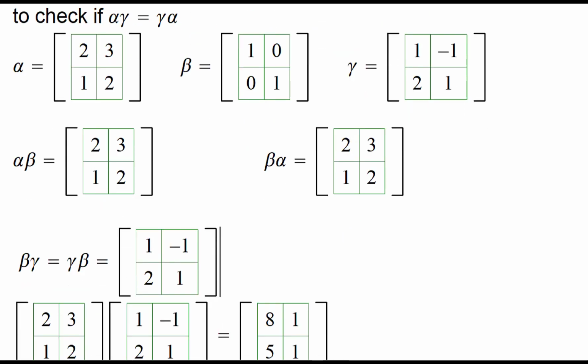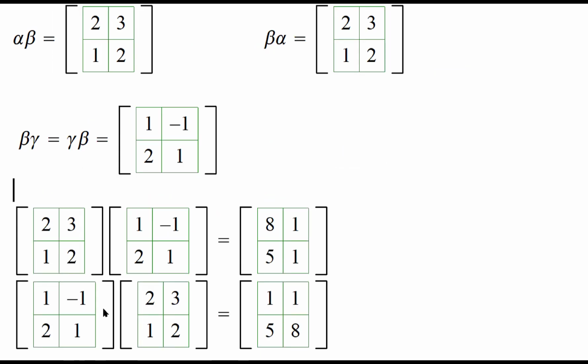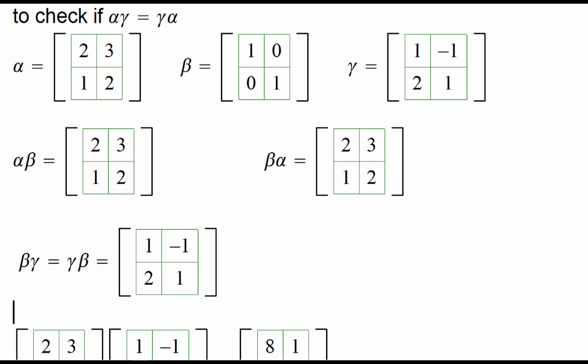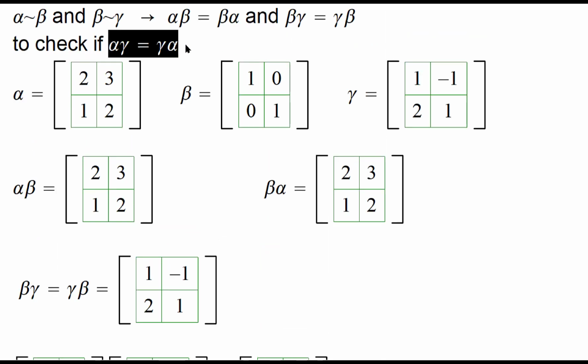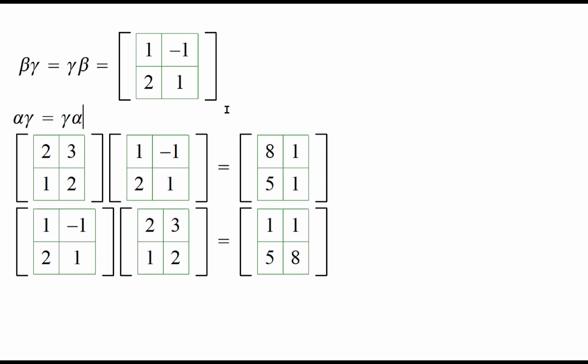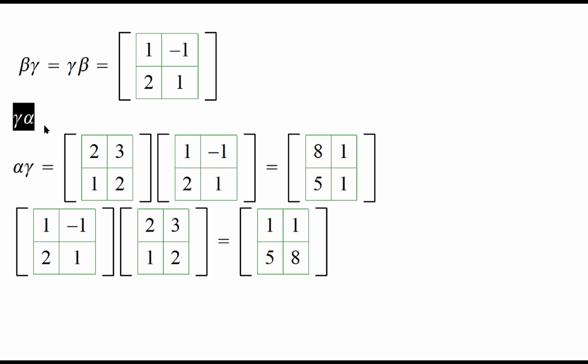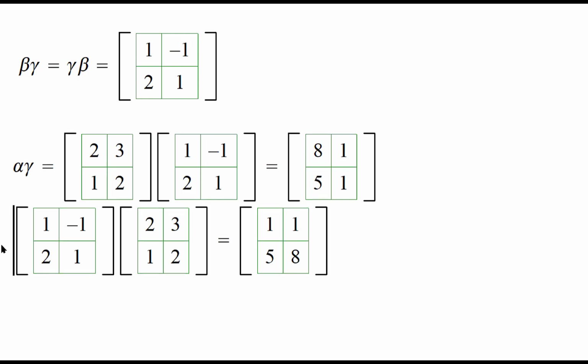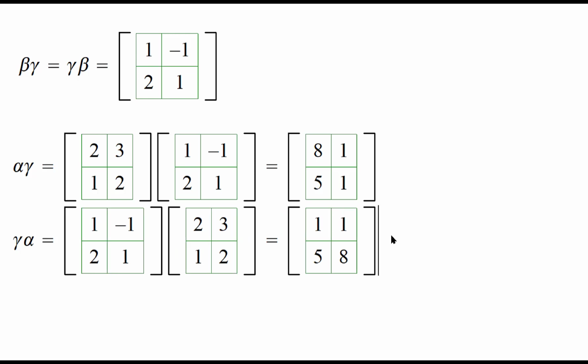And then you see right here that we wanted to check if these are the same, and we can see that they are not the same. So what happened here is that this relation failed to satisfy the transitivity property. Okay, so this relation is reflexive, symmetric, but is not transitive.